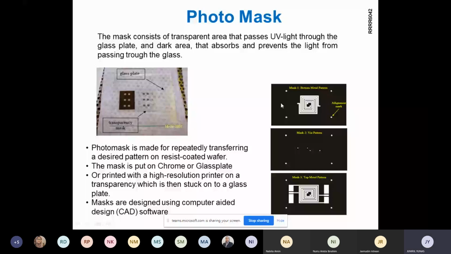We have 3 masks. The first mask is used for the bottom metal layer. The second mask is used to create the via hole, so that this can be connected to the top metal. The third mask is the top metal pattern, for the top metal.